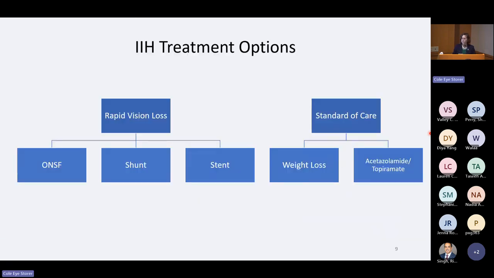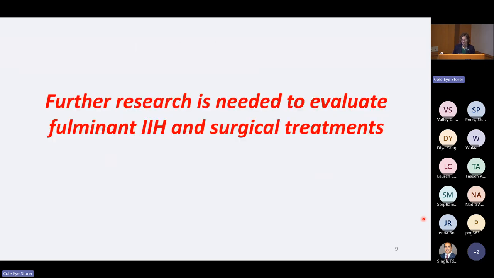And I want to mention here some of the treatment options for IH because we will be discussing this briefly. So traditionally for an IH patient, if they're overweight on presentation, they will typically be recommended to lose weight and take acetazolamide or topiramate. But for patients, such as fulminant IH patients who are undergoing rapid visual loss, there are 3 categories of surgery we'll be discussing today. And that includes optic nerve sheath fenestrations, shunting procedures, and stenting procedures. Stenting is actually the most recent surgical invention for IH, and we'll talk more about that later.